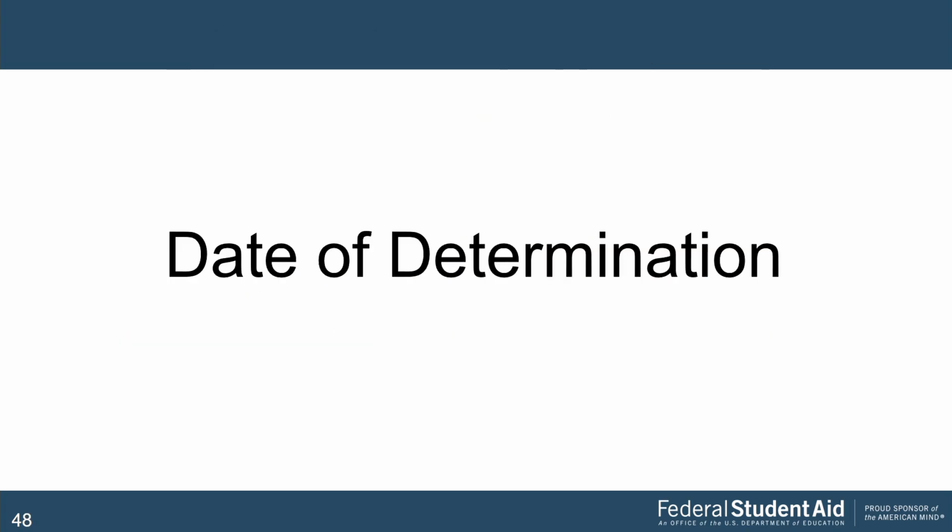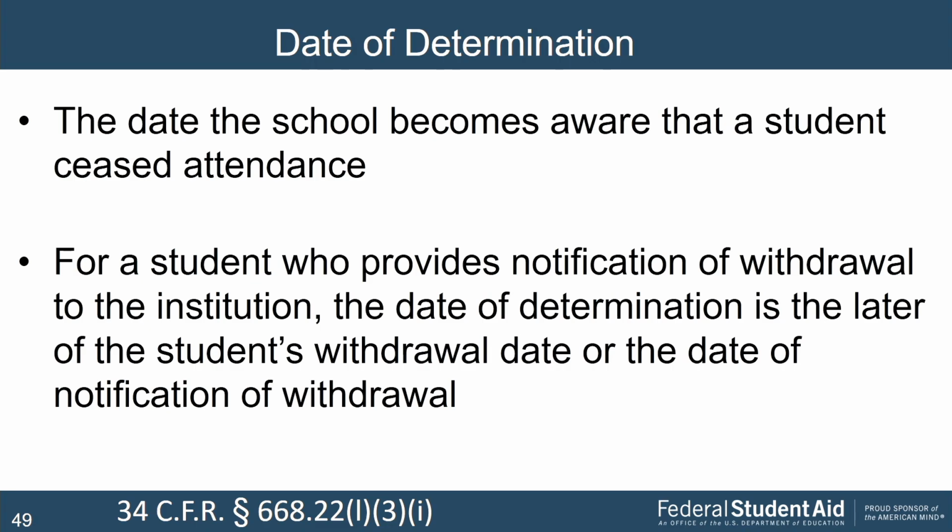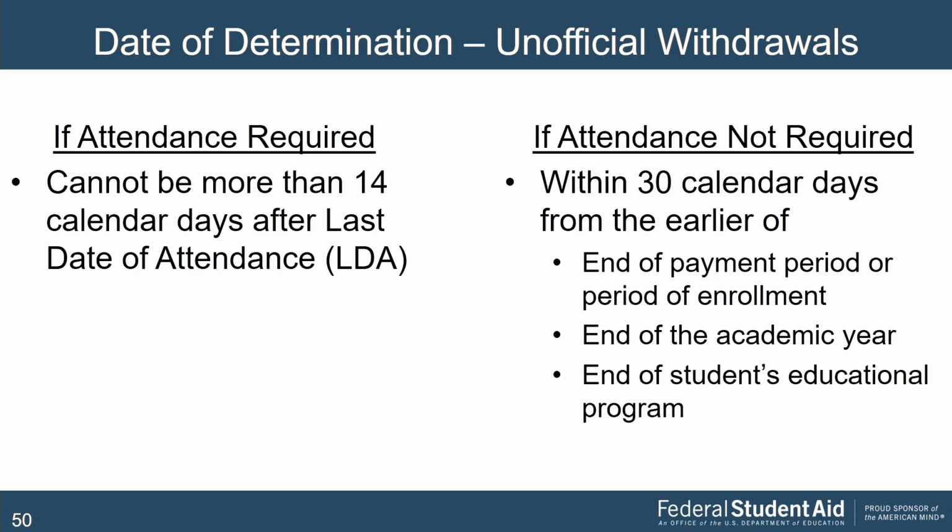The date of determination is also very important when it comes to withdrawals and with return of Title IV funds. The date of determination is the date that you become aware that the student ceased attendance. For a student who provides no notification of withdrawal, the date of determination is the latter of the student's withdrawal date or the date of the notice of official withdrawal. For unofficial withdrawals, if attendance is required, it cannot be more than 14 calendar days after the last date of attendance. If attendance is not required, then it's going to be within 30 calendar days from the earlier of the end of the payment period or period of enrollment, end of the academic year, or the end of the student's educational program.